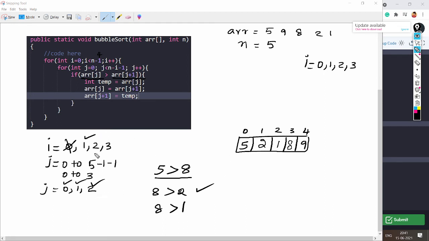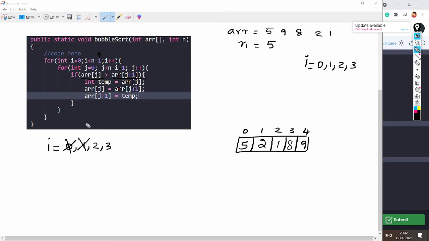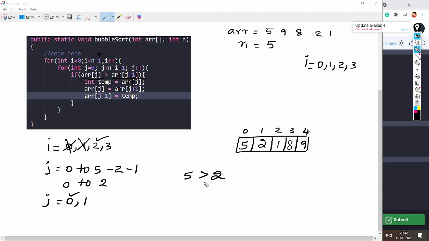And now I'm taking my i as 2. So now my i will be 2. So what is my j? j is 0 to 5 minus i minus 1, that is 2 minus 1, so 0 to 2, which means my j will be 0 comma 1. So first let's take j as 0. What is my array of j? 5. Is 5 greater than array of j plus 1, array of 0 plus 1, which is array of 1, that is 2? Is 5 greater than 2? Yes, it's true. So what will happen now? First of all I will swap. Okay, 2 here, 5 here.